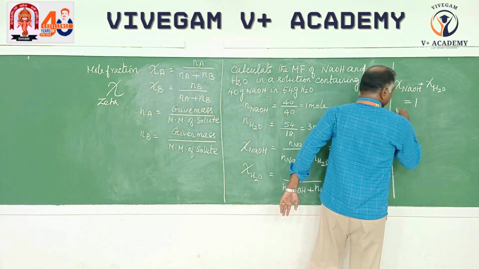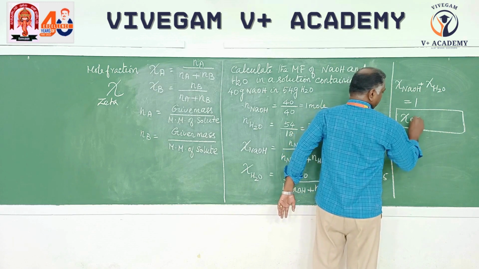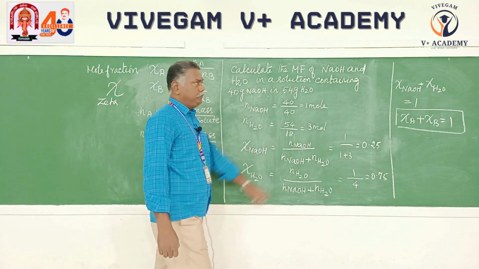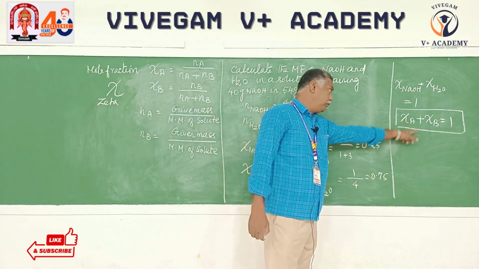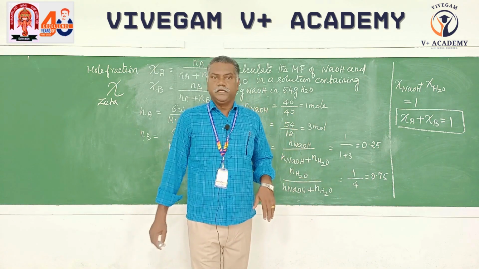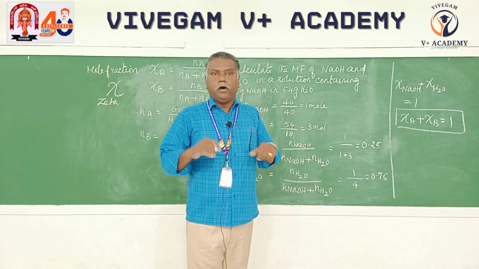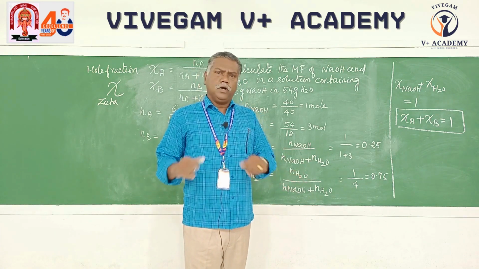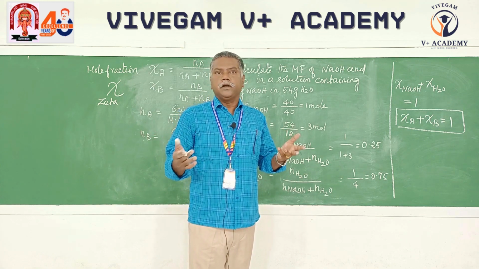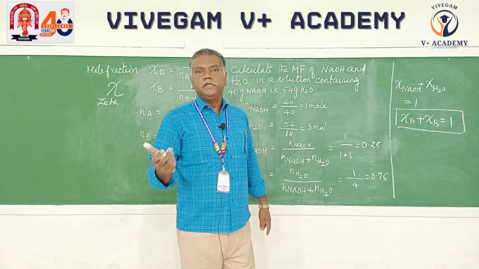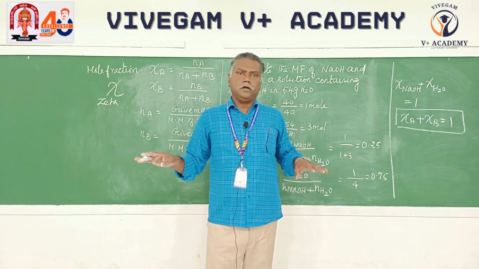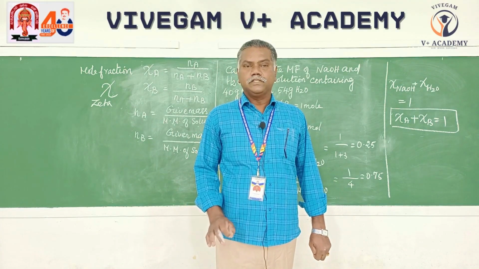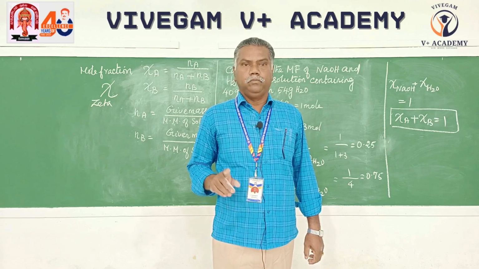The important final thing is mole fraction of A plus mole fraction of B equal to 1. If you add 0.25 and 0.75, we will get 1. The final conclusion is that the sum of the mole fractions of all components in a system is equal to unity. Whatever the number of components may be, for example, if in a solution A, B, C, D are there, the sum of all the components is equal to 1. I hope you have understood. In the next video, we will discuss the molarity concept.